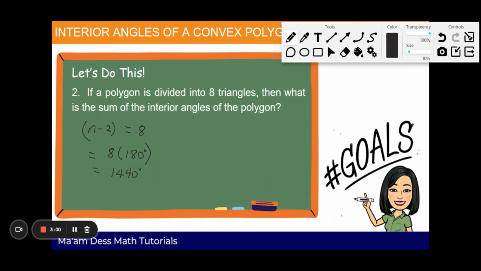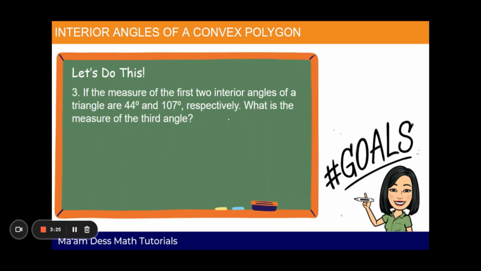So the answer is 1,440 degrees. Okay? And this 1,440 degrees is the sum of the interior angles of a decagon. So 10 sides minus 2 is 8. Okay, 8 triangles. So again, 1,440 is the sum of the interior angles of a decagon. Next, number 3.